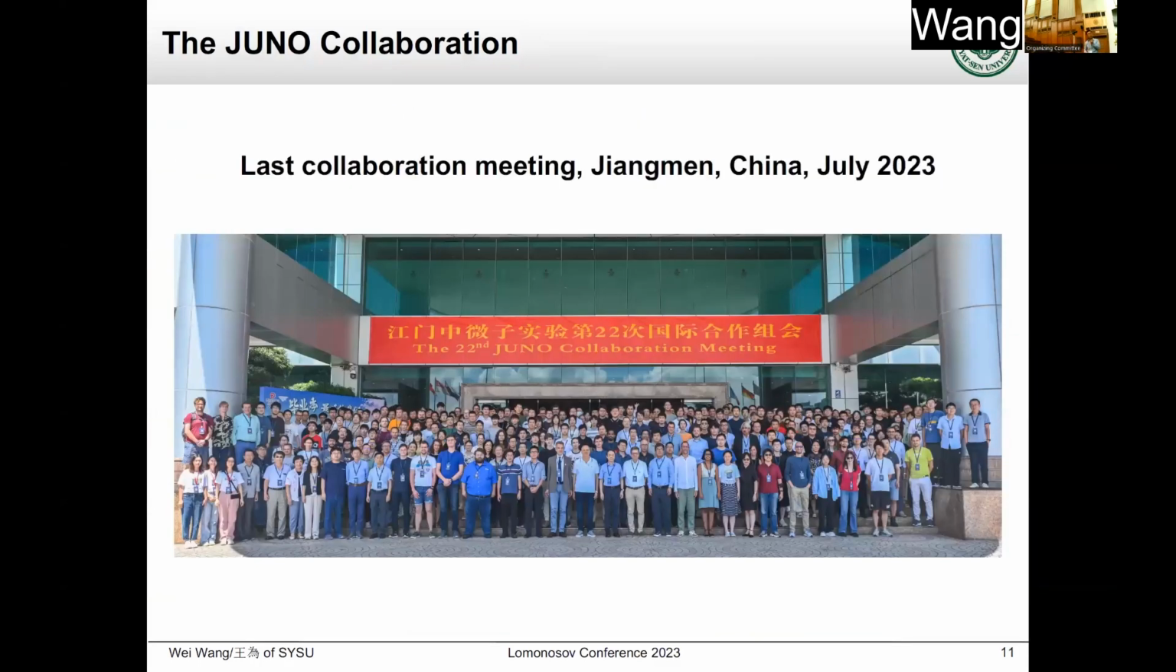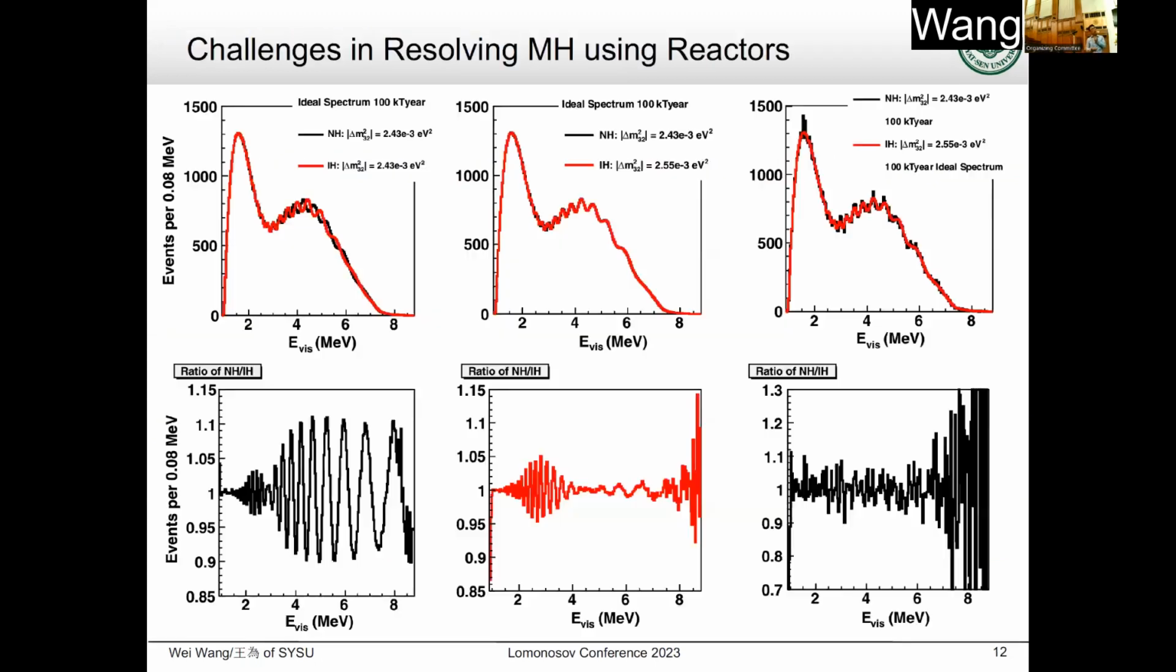And this is the last collaboration meeting back in July, which happened about 50 kilometers away from our JUNO experimental site. This is the second time we got together after the pandemic. The first time was too close to the reopening, so people were still nervous. But this time, we had a big party. Everyone was so happy, also getting together for the progress that I will show.